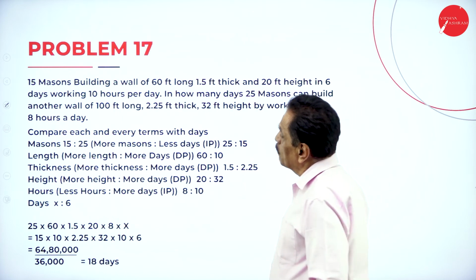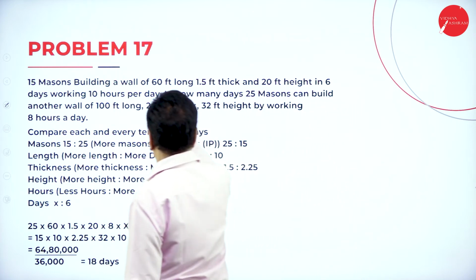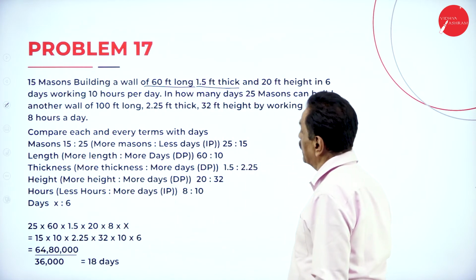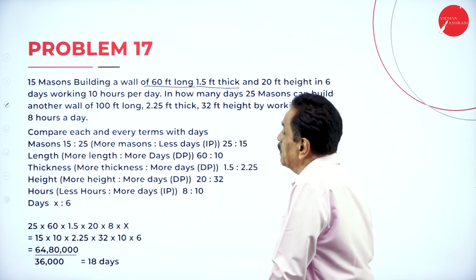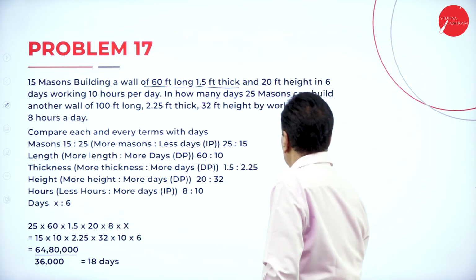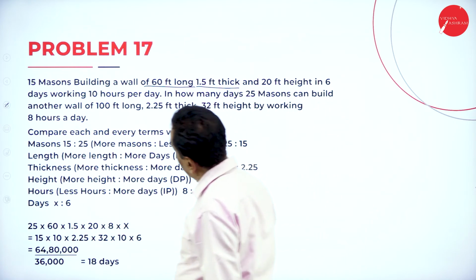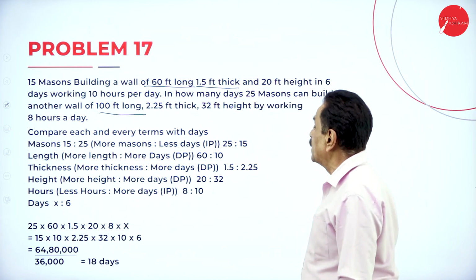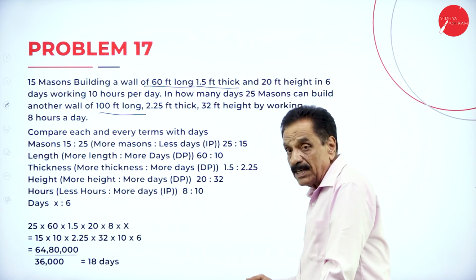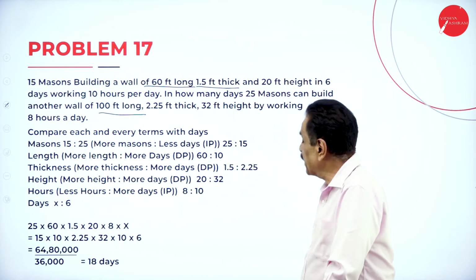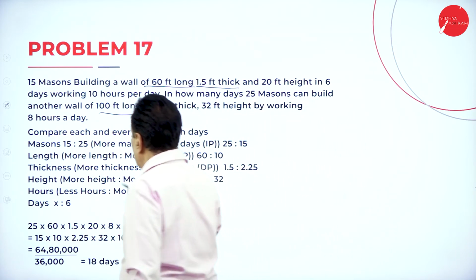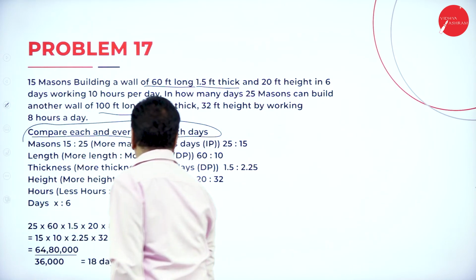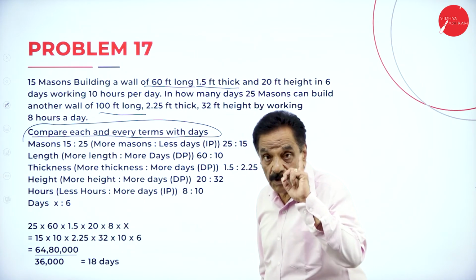15 masons build a wall of 60 feet long, 1.5 feet thick and 20 feet height in 6 days, working 10 hours per day. In how many days can 25 masons build another wall of 100 feet long, 2.25 feet thick, 32 feet height by working 8 hours a day? This is a comparison. Compare each and every term with days. This word is important.